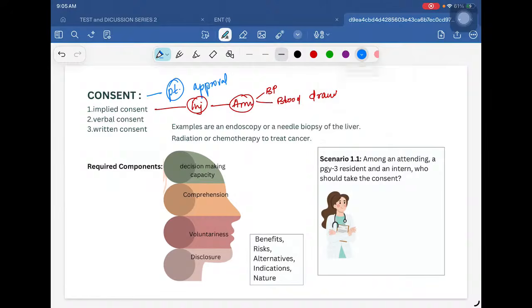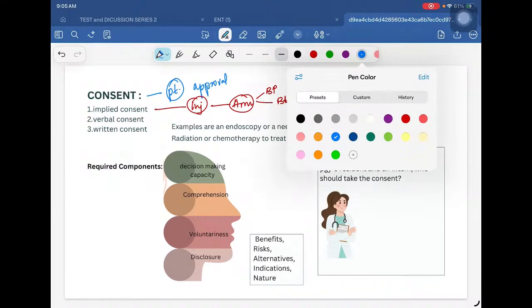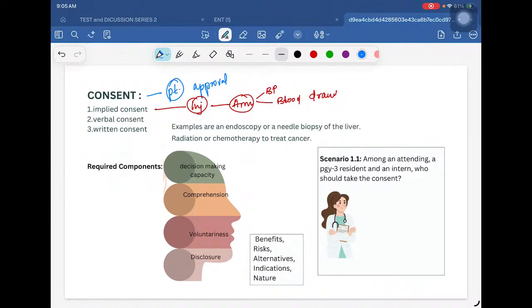Verbal consent, in the sense that the patient will tell you, okay, you can examine or you can do this procedure. For example, before you go to the x-ray room, you're going to ask, I'm going to take an x-ray of you. The patient will say, okay, I'm fine, go ahead. Or before you do any physical examination, you tell them, I'm going to examine this particular lump, and the patient will say, okay, go and examine. So these all come under implied and verbal consent.